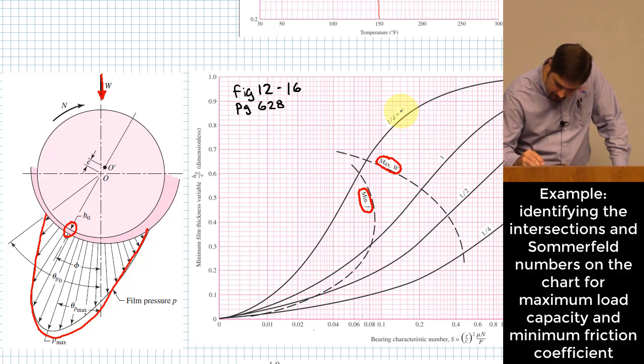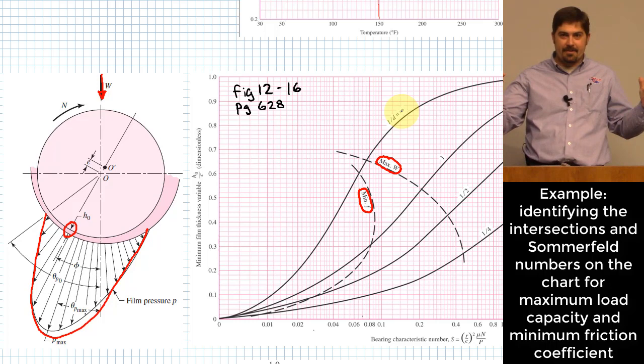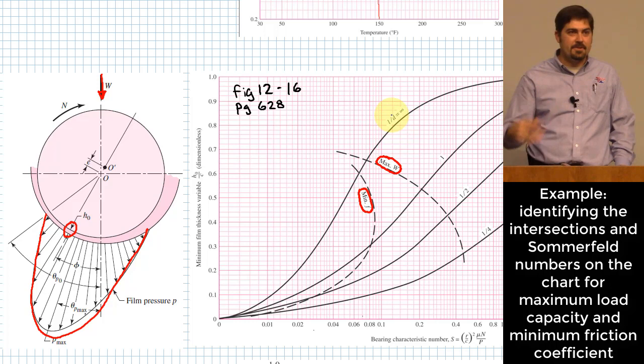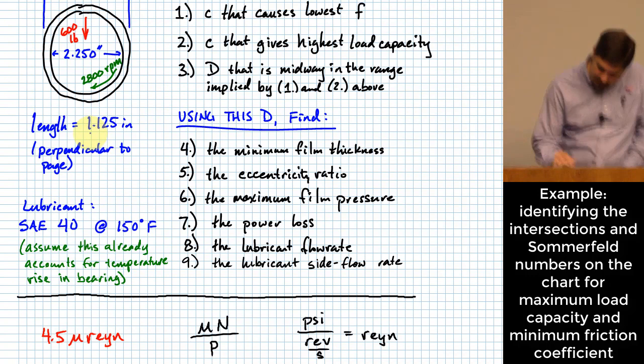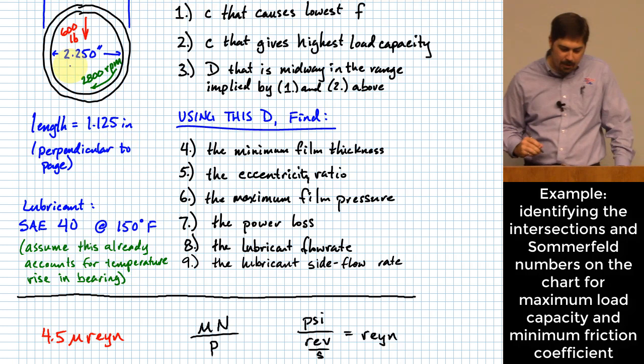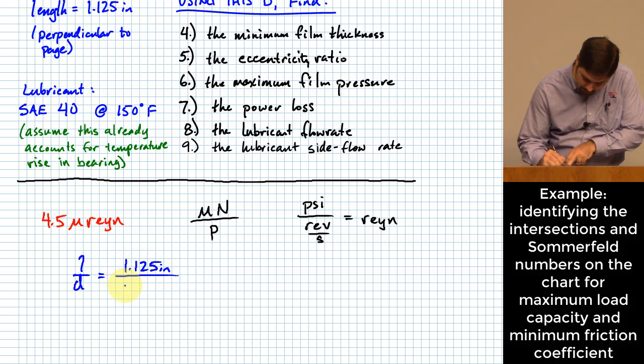Notice these curves are given with L over D. The top design curve is L over D equal infinity. That's basically a really long journal bearing. What that does is give you a limiting case for all of these curves. What is our L over D ratio? L is 1.125 inches and D is 2.250 inches. So L over D is going to be equal to 1.125 over 2.250, which is just 1/2.